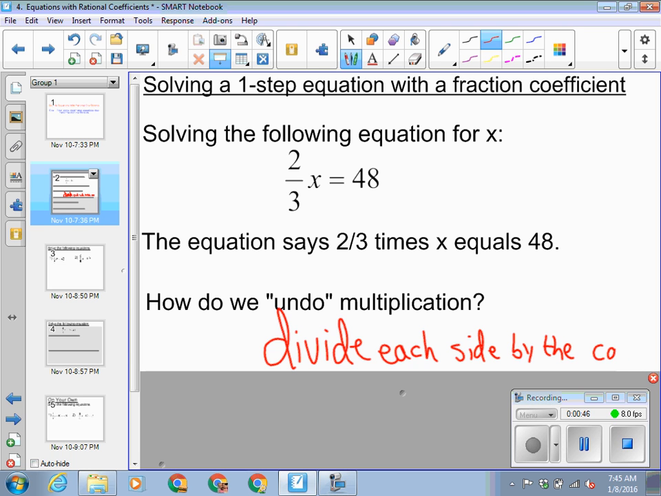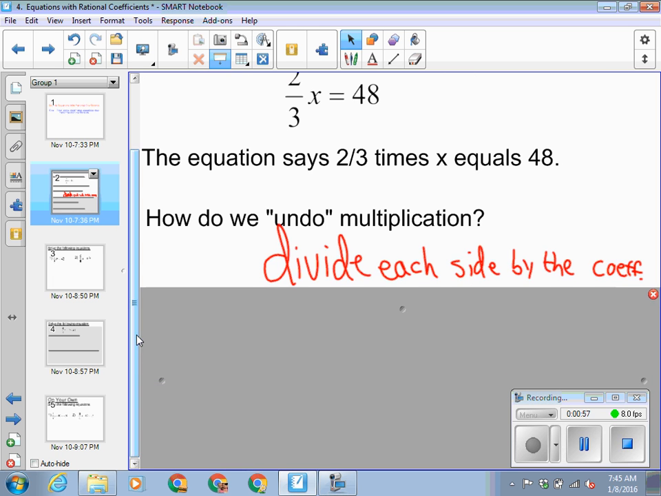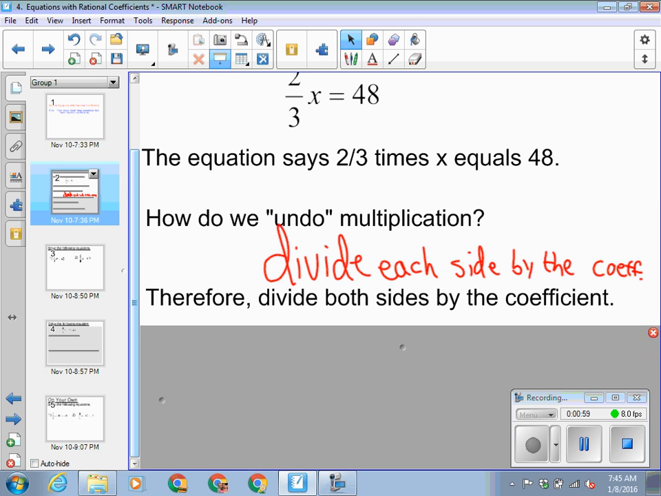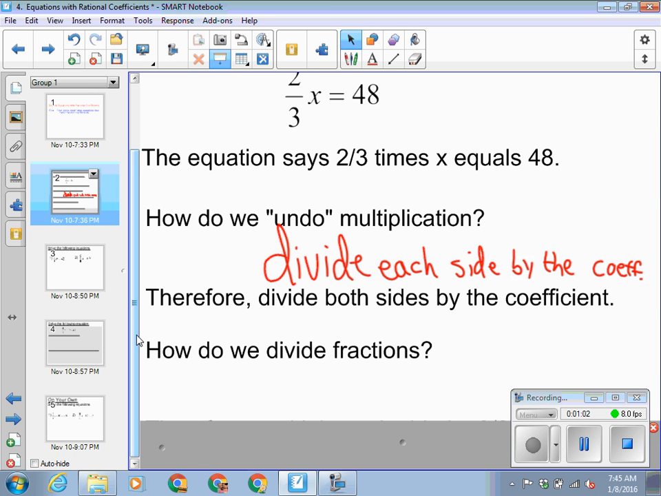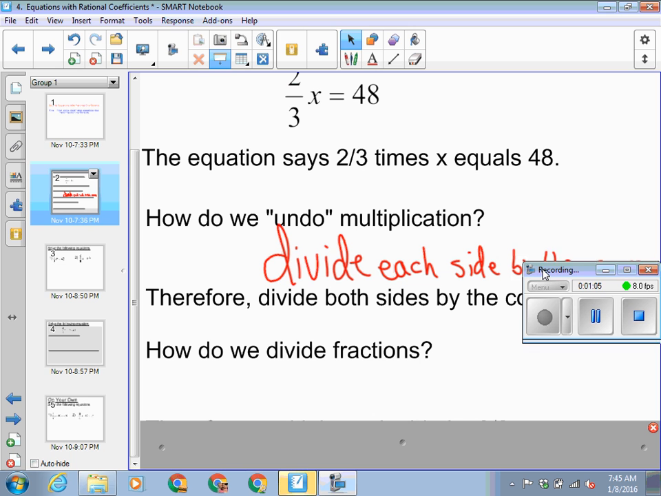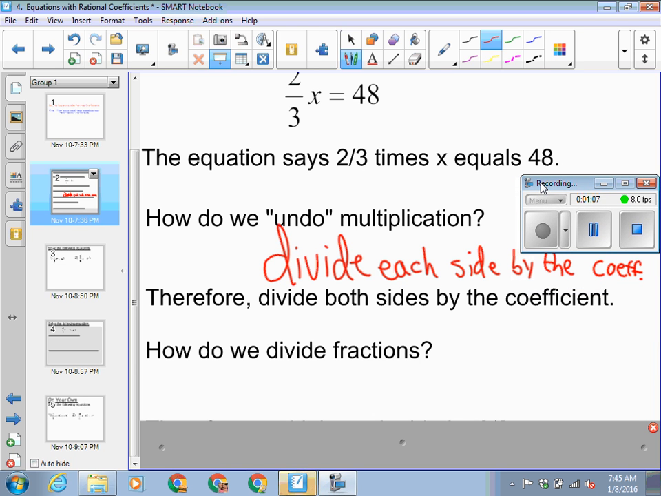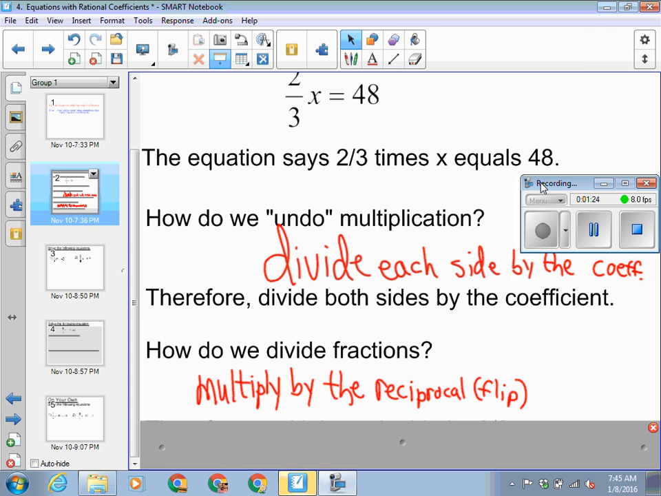So it's the same rule, no matter when it's a fraction, a decimal, a whole number, a negative number, no matter what. Same rules. Don't be scared off by the fraction. Do what you know how to do. So we divide both sides by the coefficient. And remember, guys, how do we divide fractions? Well, we actually multiply by the reciprocal, or by the flip. So I'm going to go ahead and write the word reciprocal. You guys are used to seeing that vocabulary. Flip there reminds you what that means.